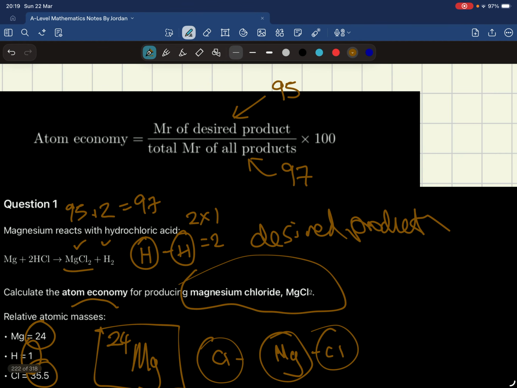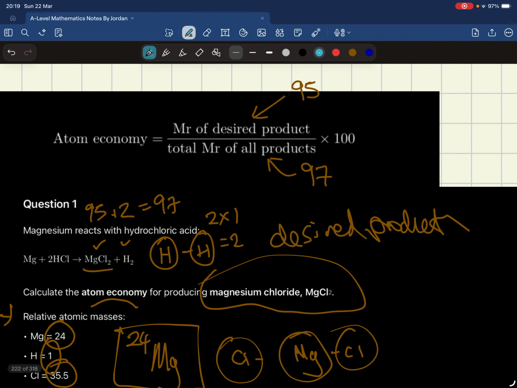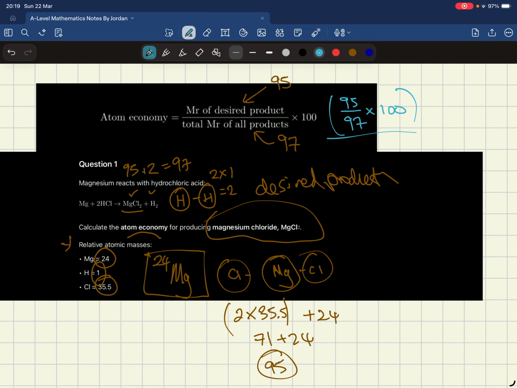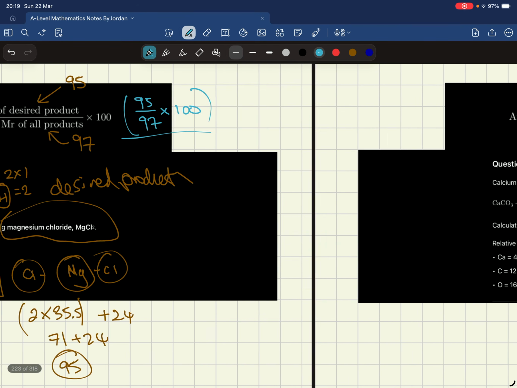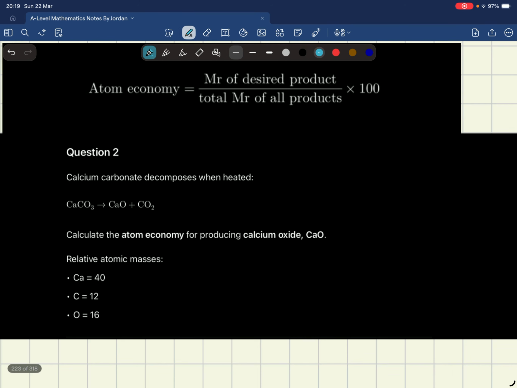And so to calculate this atom economy, it would be 95 divided by 97 multiplied by 100. So that's exactly what you put into a calculator. Let's carry on. Okay, next one.